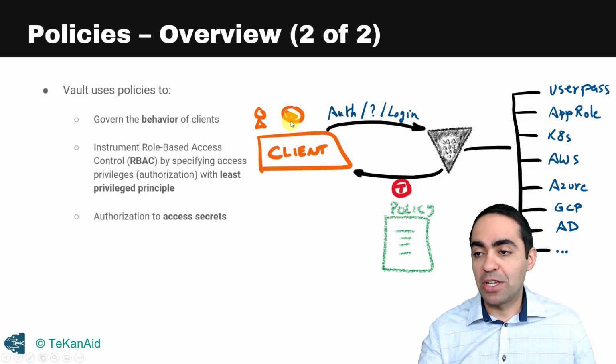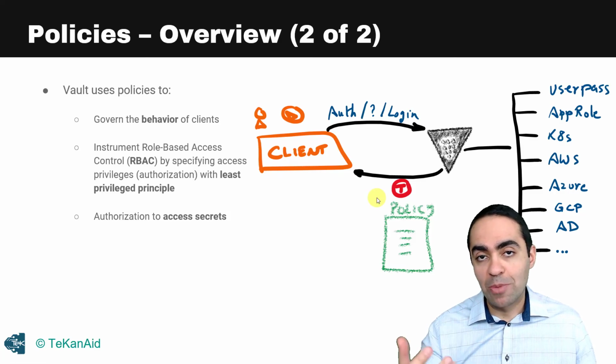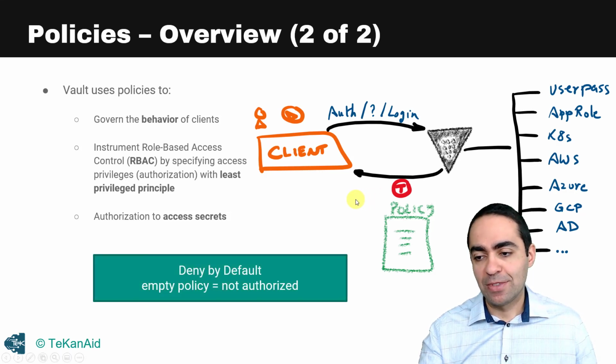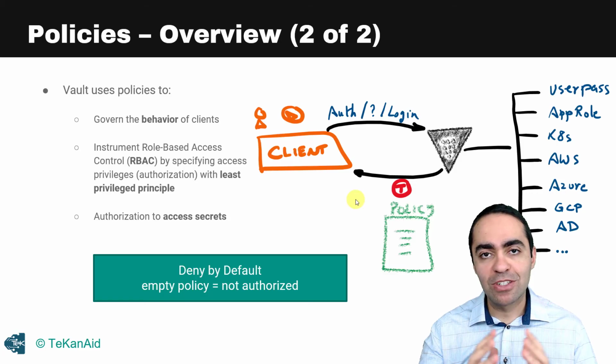So back to this diagram, a client, whether a human or an application, authenticates into Vault based on a number of authentication methods, whichever we use. Basically, you get back a token and a policy attached to that token, and that policy is what authorizes the holder of this token as to what they can do inside of Vault, primarily accessing secrets. But of course, there are other endpoints within the policy that you can use for admin purposes. Very important to understand, it's a deny by default, so it's secure by default. So any empty policy equals not authorized. So if you don't have a policy, you're not authorized.